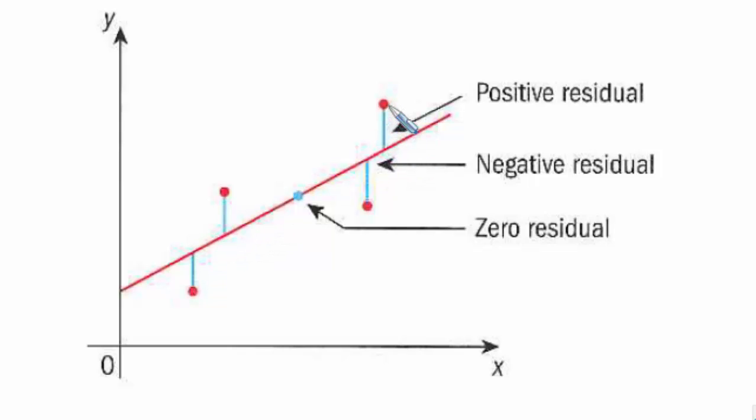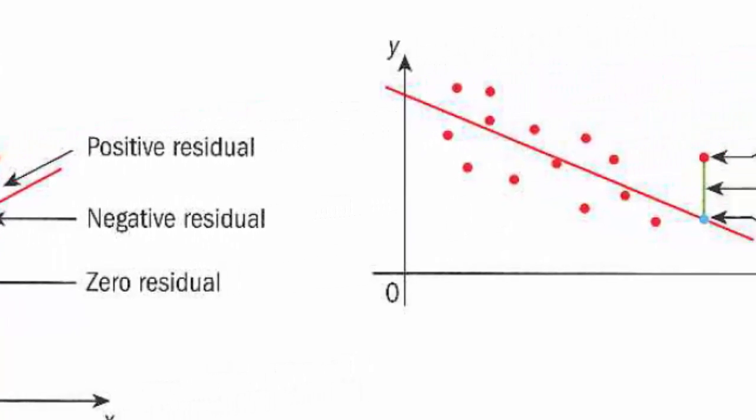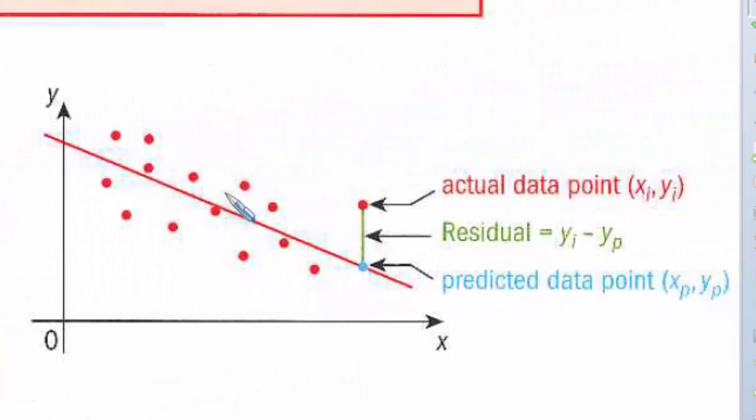Points above our regression line have a positive residual, points below have a negative residual, and if our regression line happens to go through one of our actual data points, we have zero residual. And just to talk a little bit more about this, these red dots are representing our actual data points. If we found the predicted data point, that is, we take our value of x and plug it into our regression equation, we'll get a predicted value for y. The difference between those y values is our residual.